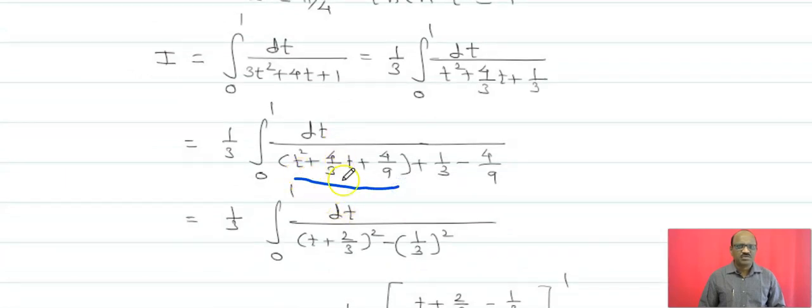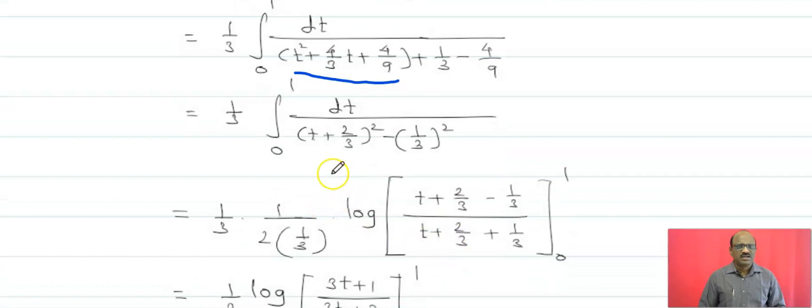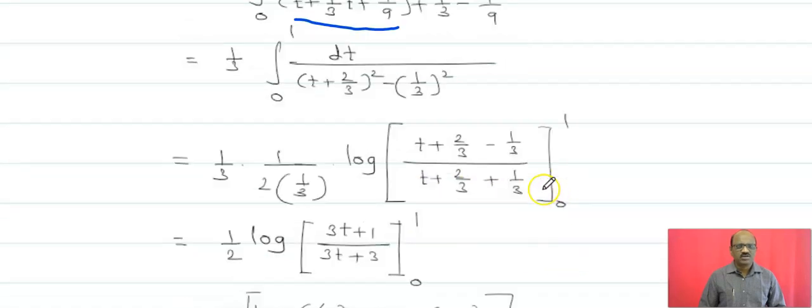That is t square plus 4 upon 3t plus 4 upon 9, and the bracket t plus 2 upon 3 square minus. If you simplify this, then you will get 1 upon 9, that is 1 upon 3 bracket square. Now this is the integral of the form x square minus a square, that is 1 upon 2a log of x minus a upon x plus a. That is 1 upon 2 into 1 upon 3 into log of t plus 2 by 3 minus 1 upon 3 upon t plus 2 by 3 plus 1 upon 3. Lower limit is 0, upper limit is 1.